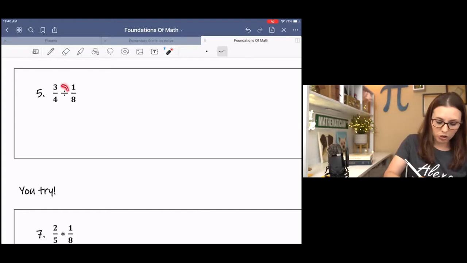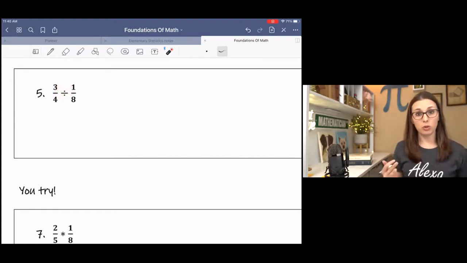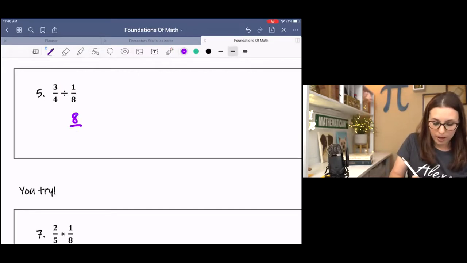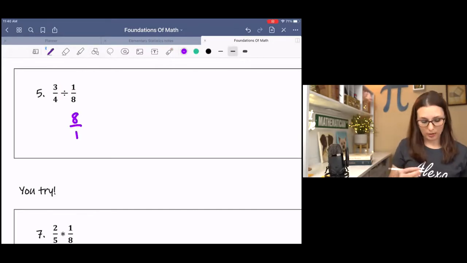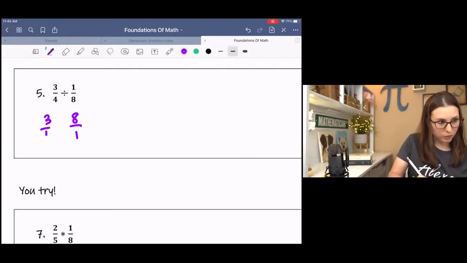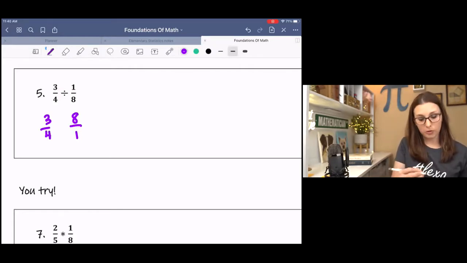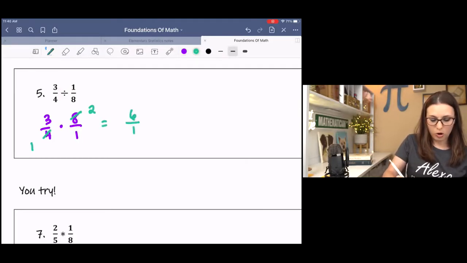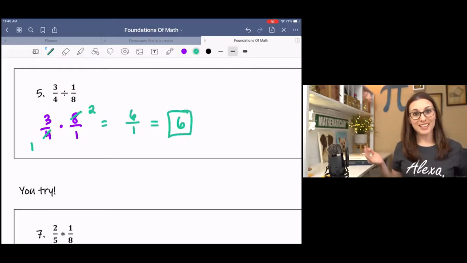You want to make sure to take note of this division symbol. When you see a division symbol, you want to go ahead and flip that second fraction so that you don't forget. So we have 3/4, and then since I flipped it, it is now a multiplication problem. If you want to, you can reduce ahead of time, and we get 6 over 1, which is 6. Easy peasy.